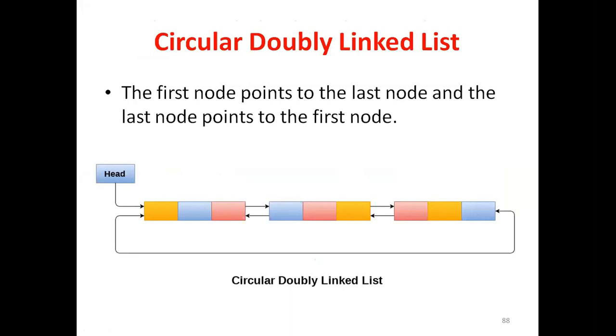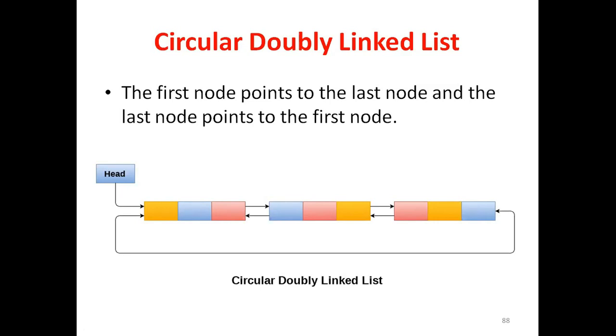Now come to the circular doubly linked list. In a circular doubly linked list, the first node points to the last node, and the last node points to the first node. You can see here, this is the first node and this is the last node. Now this last node is pointing to the first node, and the first node is also pointing to the last node. That means the next field of the last node should contain the address of the first node, and the previous field of the first node should contain the address of the last node. So this should happen in a circular doubly linked list.